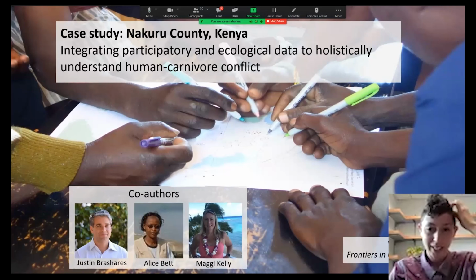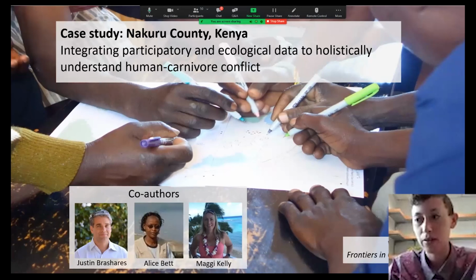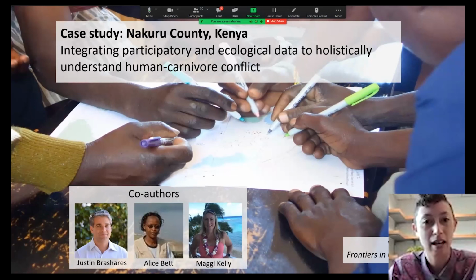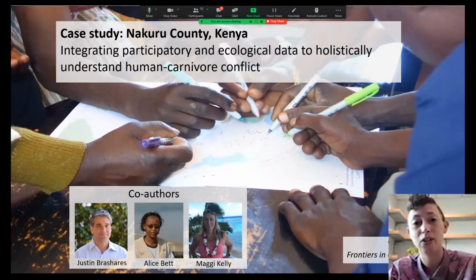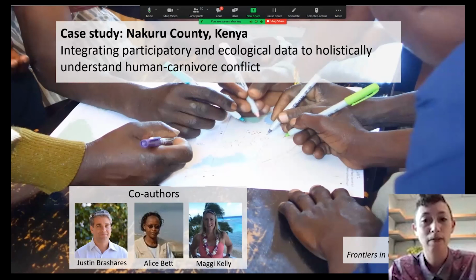So onward, I'd like to talk about a couple of case studies where I've used some of these tools. I'm a wildlife ecologist by training, and my research was helping me to understand the dynamics of carnivore ecology and movement in Nakuru County, Kenya. But we also wanted to understand whether the ways we were characterizing these ecological patterns on the landscape were different from how community members were actually perceiving those patterns.